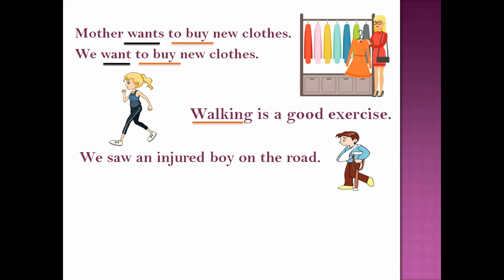We saw an injured boy on the road. So what are the verbs here? Saw is a finite verb over here. Why? Because saw represents the tense, right? It will change as per the tense, because we are using the simple past tense. We have changed the form of the verb. But if you talk about injured, injured is also a verb, but it will not change according to the tense or the number of the subject, right? So here injured is not working like a finite verb.